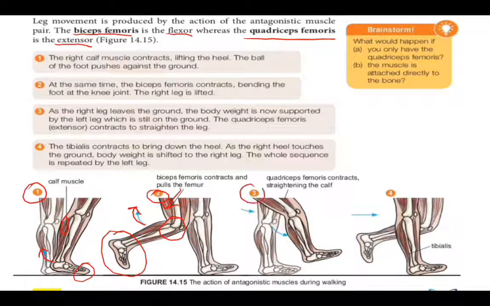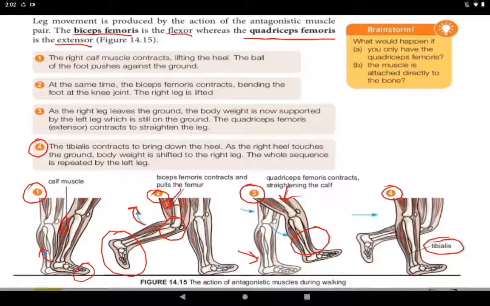And then number 3, as the right leg leaves the ground, the body weight is now supported by the left leg, which is still on the ground. The quadriceps femoris, which is the extensor, will contract to straighten the leg. And then number 4, here, the tibialis contracts to bring down the heel. As the right heel touches the ground, the body weight is shifted to the right leg, and the whole sequence is repeated by the left leg. Okay, so this is what happens during walking.